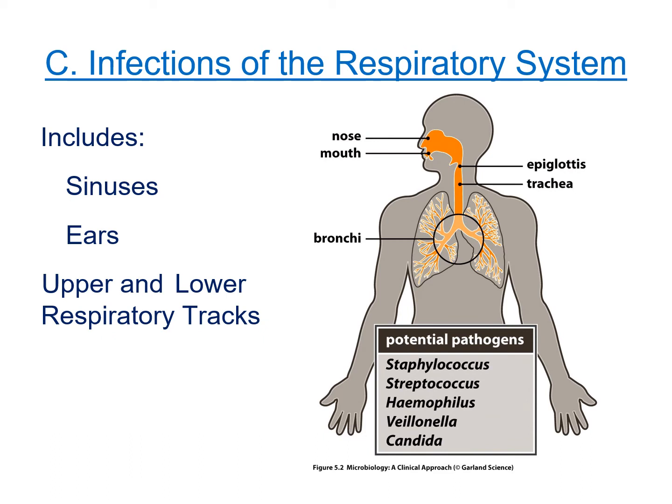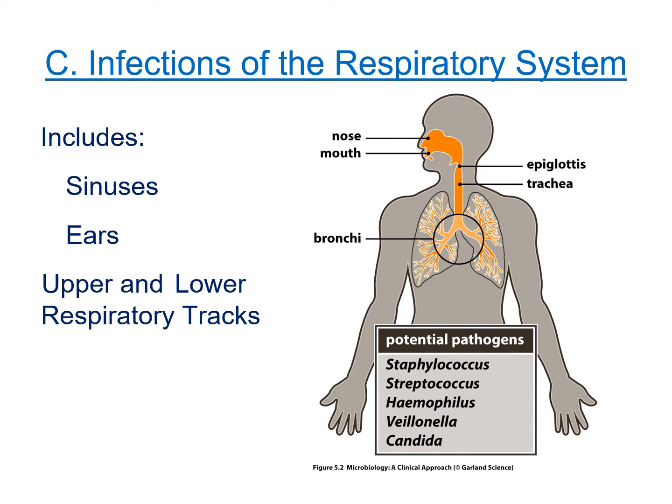So moving on to the respiratory system. It's convenient to divide this into two parts. We have the upper respiratory system, which is everything above the epiglottis. The epiglottis is the little flap that folds over and prevents food from going into the trachea and instead redirects it into the esophagus. And then we have the lower respiratory system, which is below the epiglottis.